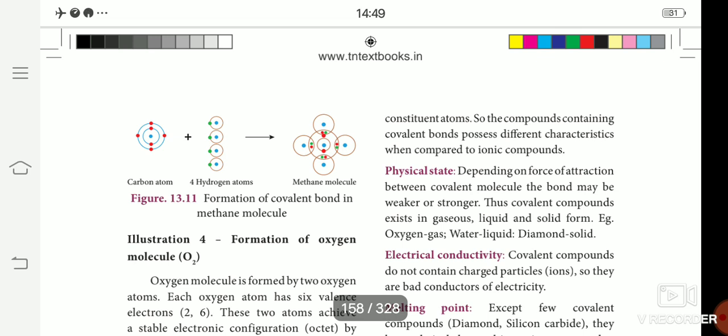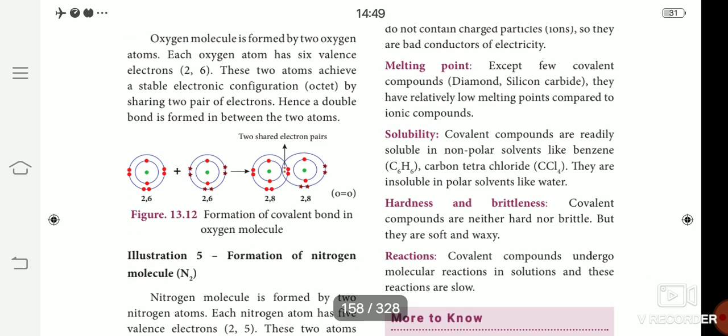The next one is the formation of the oxygen O2 molecule. A molecule means two or more atoms are combined. The oxygen atomic number is 8, and the valence electrons are 6. Each oxygen atom shares 2 electrons to form the covalent bond, creating a double bond.